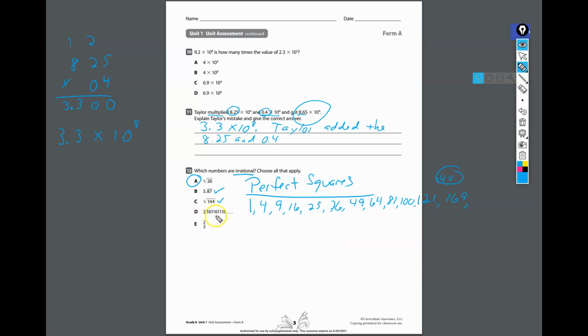Part D, I've got a number here that continues, but there's no repeating symbol, so we don't really know what the pattern is. So this is a prime example of irrational numbers. I cannot convert this into a fraction. Now, E is already a fraction, so anything that's a fraction is rational. So I don't really know why I circled that, because we are looking for irrational numbers. Irrational. And those three that I have a check mark by are rational.